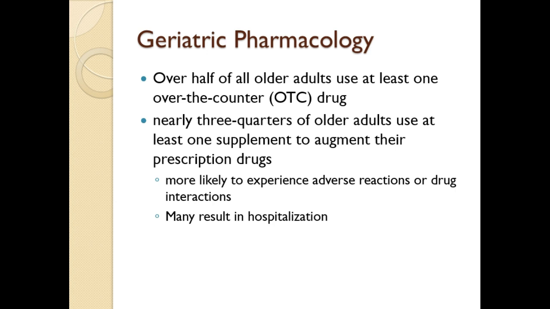Okay. So next we talk about geriatric pharmacology, and as I told you yesterday, it is a significant thing because they have a lot of drugs. So with that, we'll have to do more monitoring. Another thing that we need to learn is that more than 50% of older adults use at least one over-the-counter drug, and sometimes they don't even think of it as a drug. So I think I told you that yesterday also.